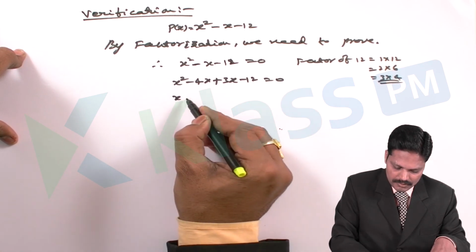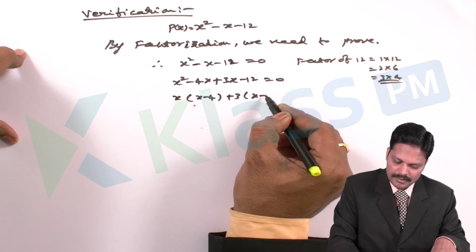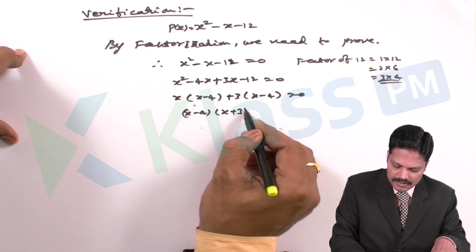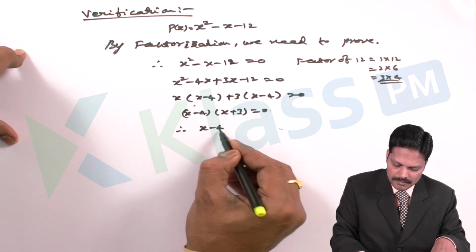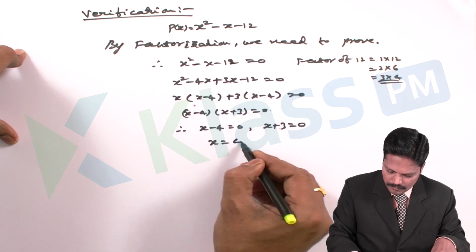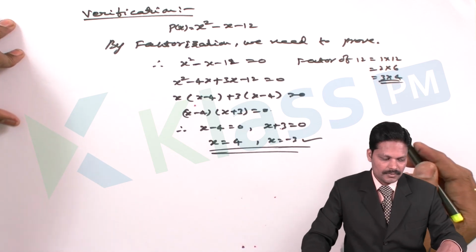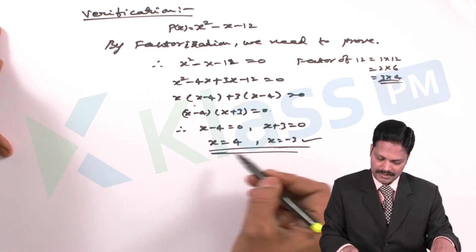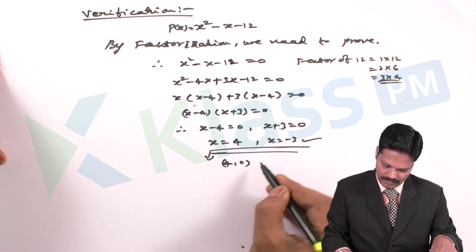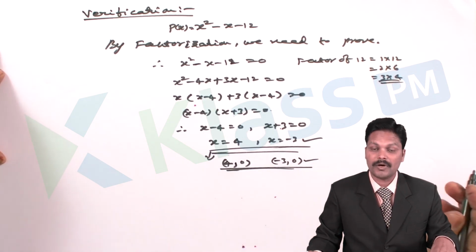So x into x minus 4, and we take plus 3 into x minus 4, which gives x minus 4 into x plus 3 equal to 0. Therefore x minus 4 is equal to 0 and x plus 3 is equal to 0, so x is 4 and x is minus 3. We have the same values, so 4 comma 0 is one zero of the polynomial, and minus 3 and 0 is the other zero of the polynomial.